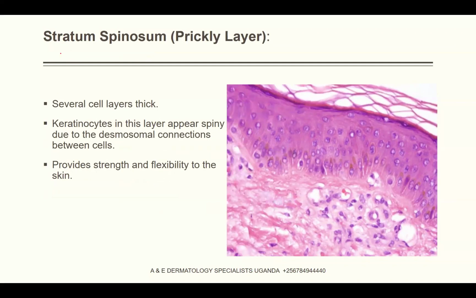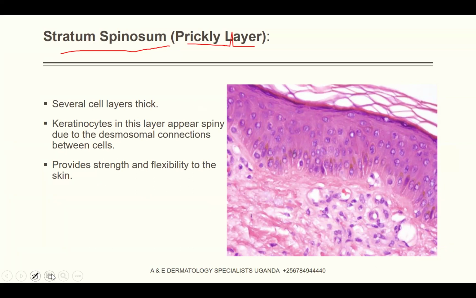The subsequent layer, we call it the stratum spinosum, also called the prickly cell layer. This is so because the cells in this layer usually have intercellular bridges that are even visible when you do staining, so they appear as if they have spikes going out of the cell. This cell layer usually has very many cell layers within, and it allows for strength and flexibility of the skin.